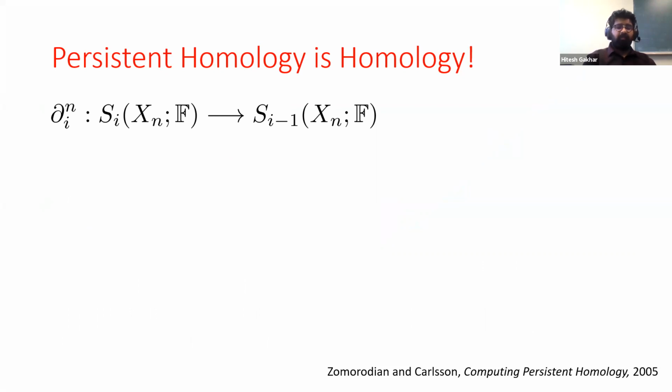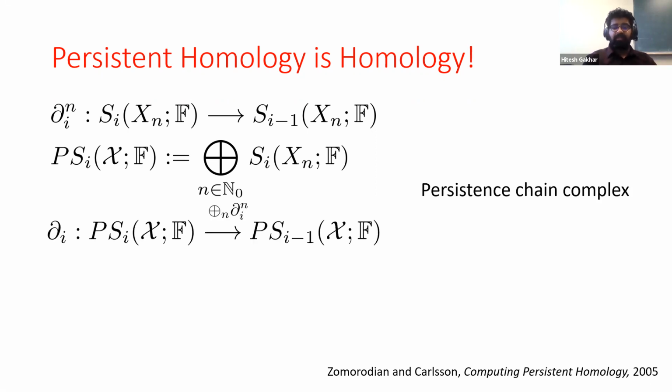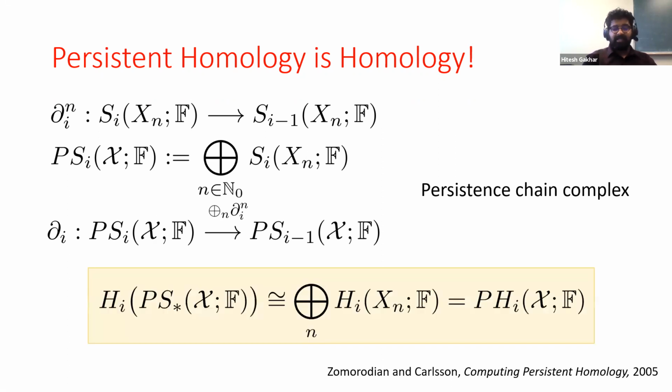Okay, so we also saw last time that persistent homology is indeed homology, in that you have these chain complexes for each indexed space xn. For a fixed i, we can take the direct sum over all n, and that gives us a persistence chain complex, where the boundary map is defined by the direct sum of the boundary maps, and everything acts nicely. The punchline was that the standard homology of this persistence chain complex is isomorphic to the persistent homology of the filtration.